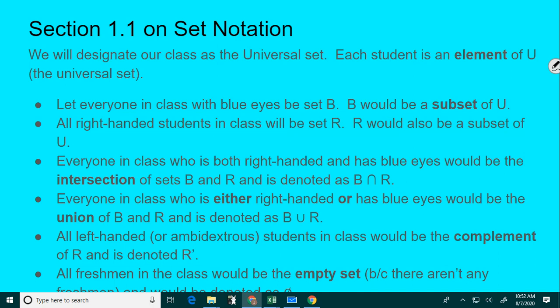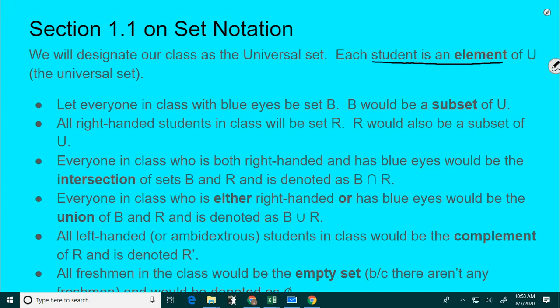If I have, we'll just pretend that our whole class, we're going to say that is our universal set. So that's the big set that we're working with. We're going to call each student an element of S. Okay? An element symbol basically looks kind of like an E. It's a little odd looking E, but that means element. So if I said you're an element of the universal set, we would use that symbol.